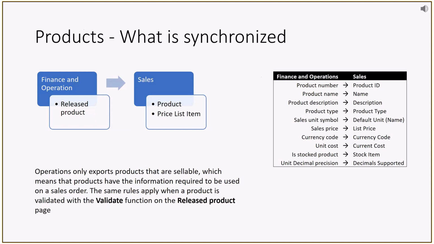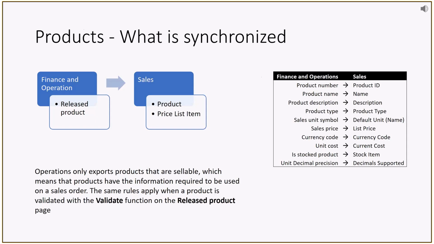Here it's important to notice that we only export products that are sellable. This means that they should have the required information to be used on a sales order. The same rule applies when a product is validated when we want to validate it on a release product. I will show that as part of the demo.